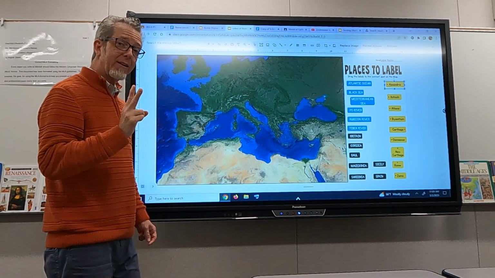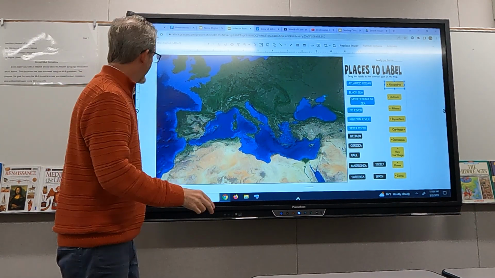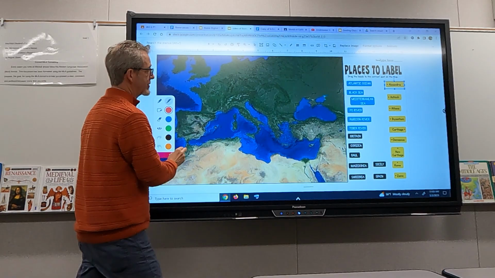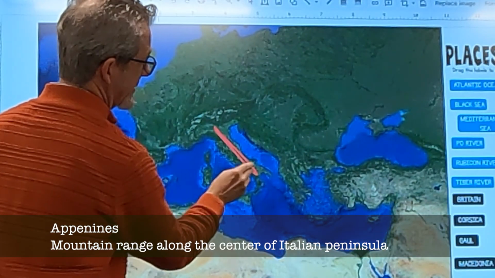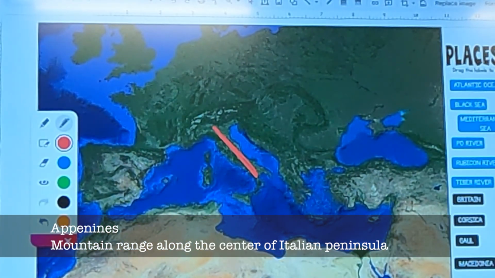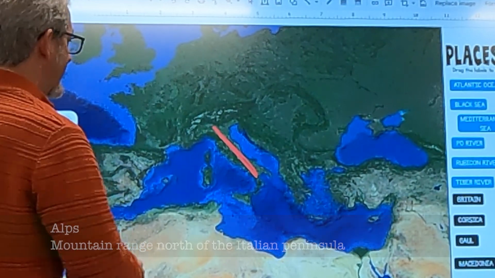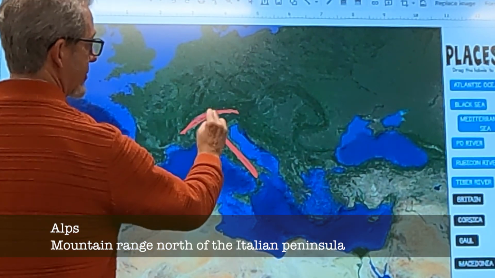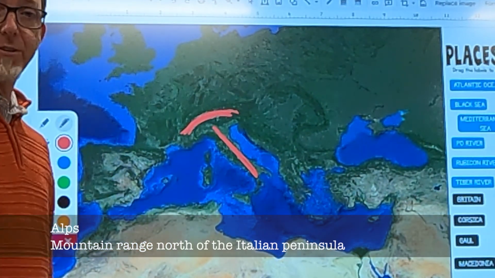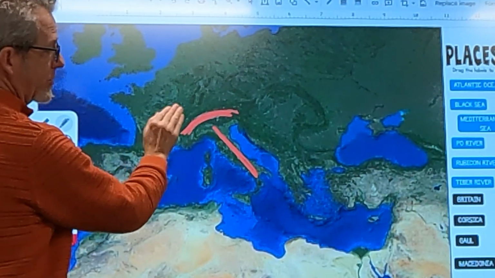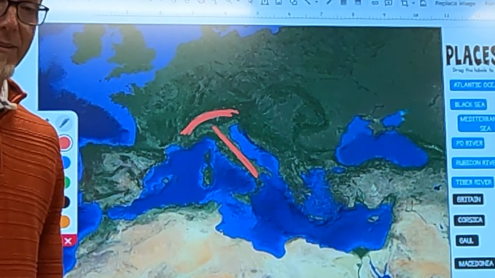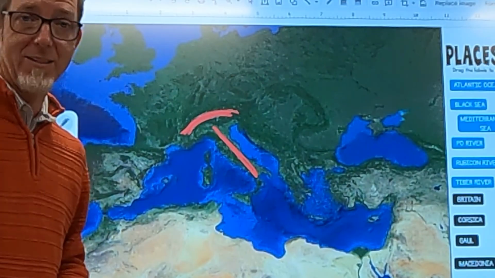Now there's two mountain ranges you need to keep in mind. There are two that affected the Romans significantly. The first was the mountain range of the Apennines. The Apennines ran up and down the center of the Italian peninsula. The other ones were the Alps, which were not on the Italian peninsula but up into Europe. But anybody who wanted to conquer or come into Italy had to go over these massive mountains.